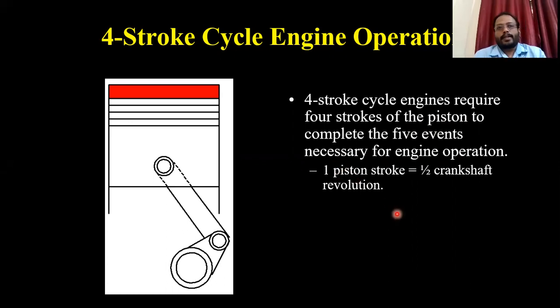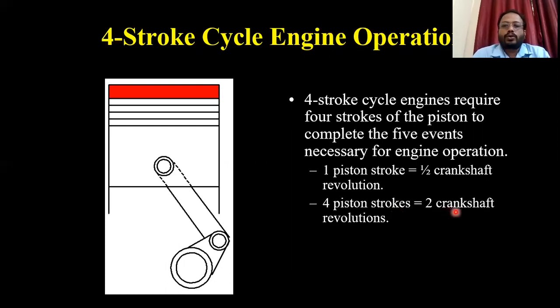Now, what is one piston stroke? That is half of a crankshaft revolution. The crankshaft moves through 360 degrees, and if 180 degrees is given, it is known as half a crankshaft revolution. So 180 degrees of crankshaft movement is one piston stroke, that is, the piston goes either from BDC to TDC or from TDC to BDC. Now, what are 4 piston strokes? That is 2 crankshaft revolutions: once the piston moves up and down 4 times, the crankshaft has 2 revolutions, 360 plus 360, that is 720 degrees.